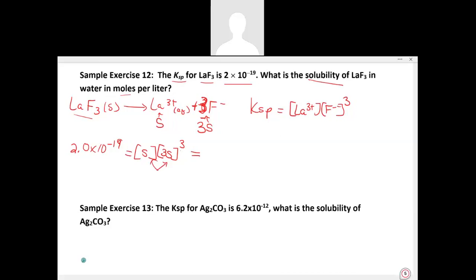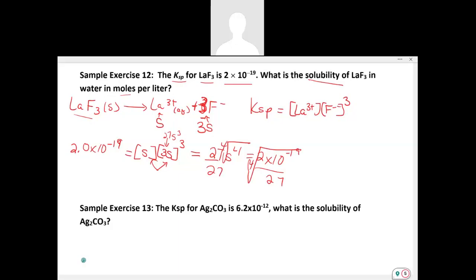So we're going to simplify this. When I cube 3S, I'm going to get 27S cubed, just this portion here, and then I'm going to multiply that by S. So I'm going to get 27S to the 4th power here. We know this is equal to my 2 times 10 to the negative 19th. I'm going to divide both sides by 27 initially, and then after we do that, if we take the 4th root of both sides here, we'll get our final answer.